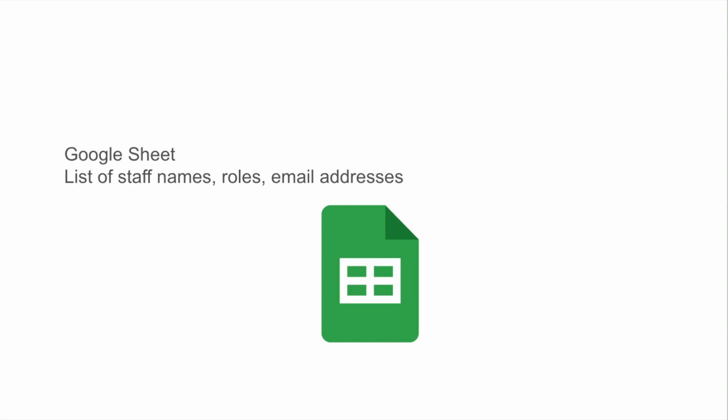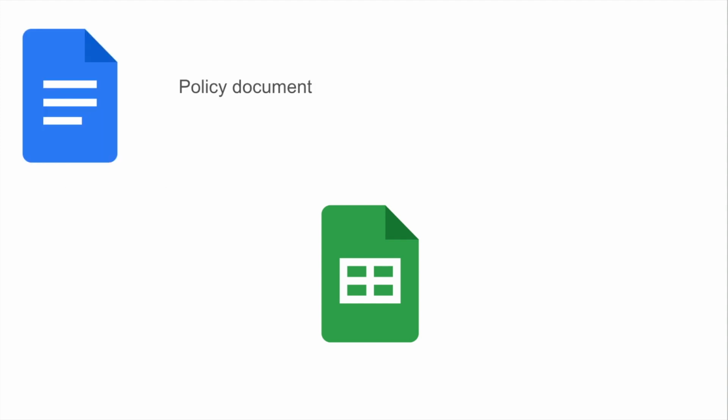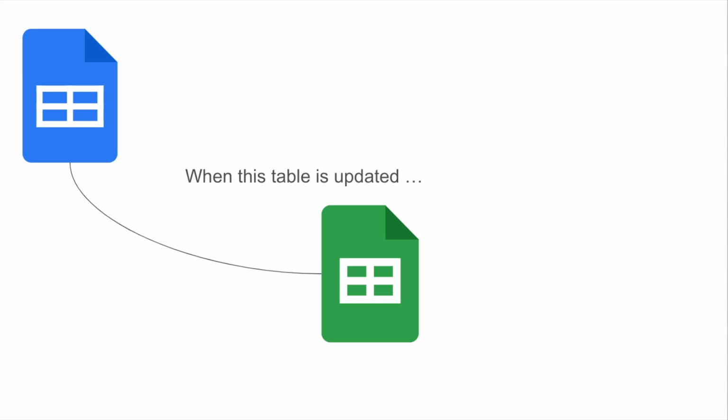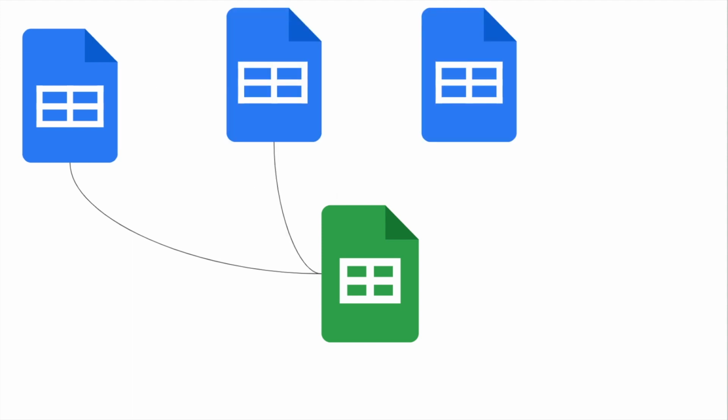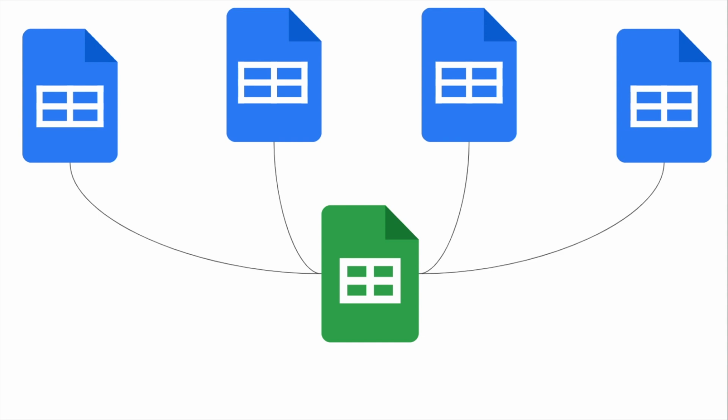So in the Google Sheet, you would create a list of staff names, roles, and email addresses, and paste in the table. So when the Google Sheet is updated, the table in the doc is also updated. And you can do this with multiple policy documents.